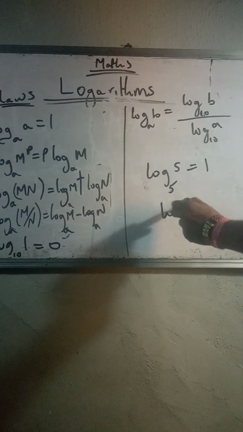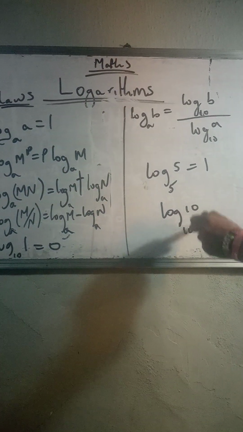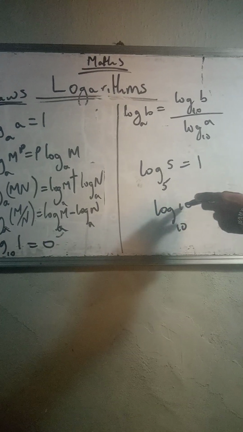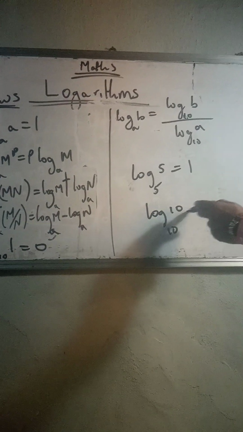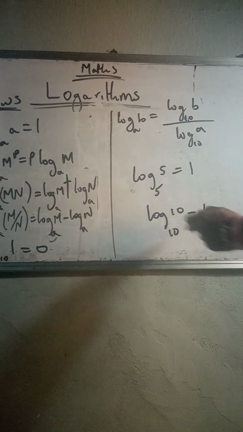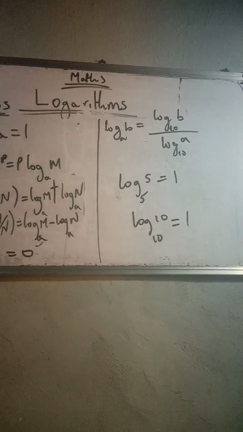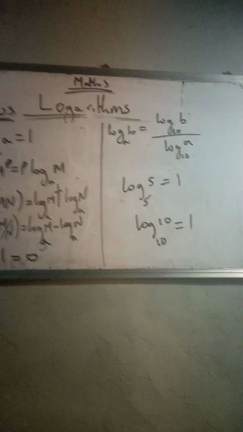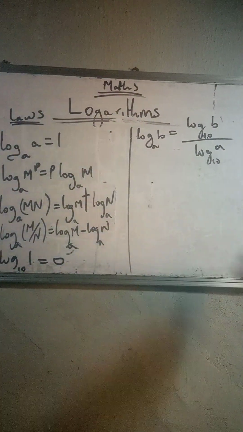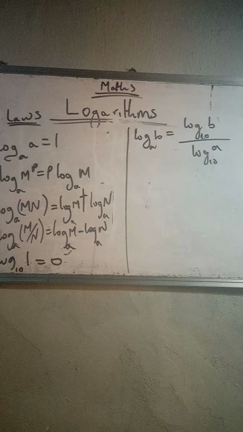If it's log 10, base 10, the number you are looking for the log of is 10 while the base is still 10, so the answer is going to be 1. So the log of a number to the base of that number is 1. Take note of that. It's very, very vital. That's the first rule. You have to have that in your head before you go sit for your exam.